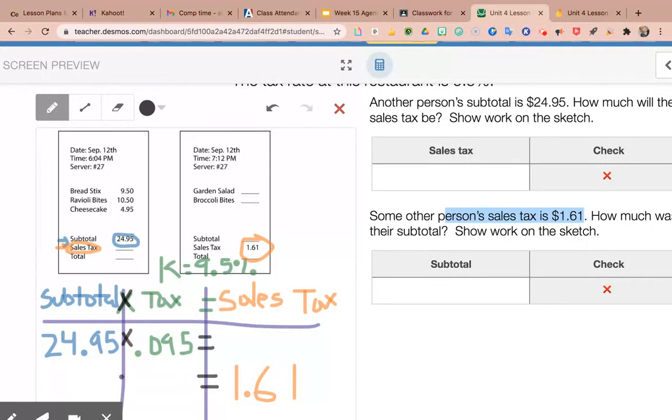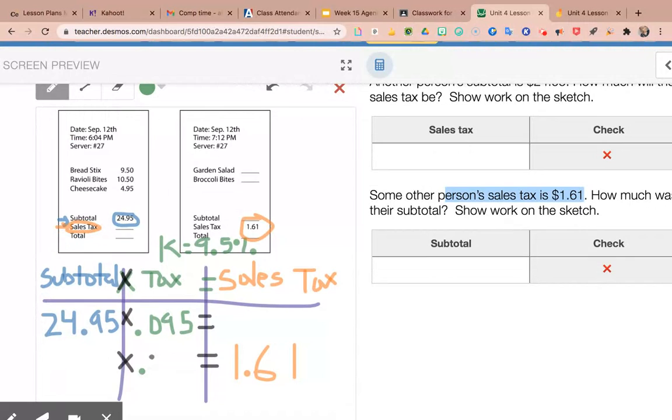And the tax rate is constant. So this K does not change. This is constant. So the K does not change. Unchanging.